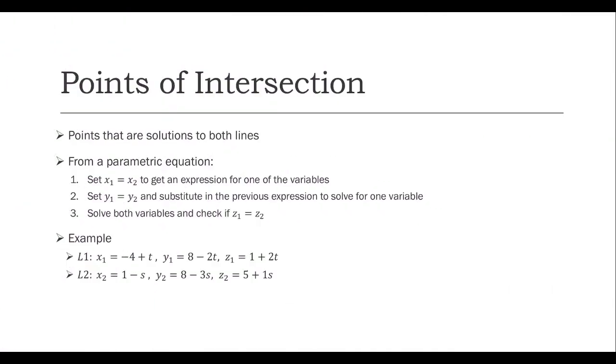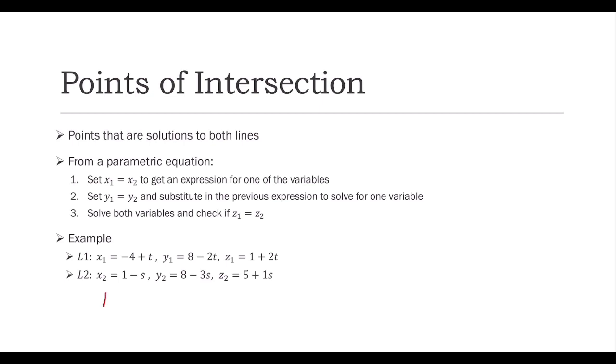So next we'll learn about points of intersection. A point of intersection is a point that's a solution to both lines. So from the parametric equation, you would set x1 equal to x2 to get an expression for one of the variables. Then you would set y1 equal to y2 and substitute in the previous expression to solve for your first variable. And then you'll solve for your other variable and check to see if z1 equals z2. And then you can plug those variables in for your x1, y1, and z1 equations, or x2, y2, and z2 to figure out your coordinate where they intersect.